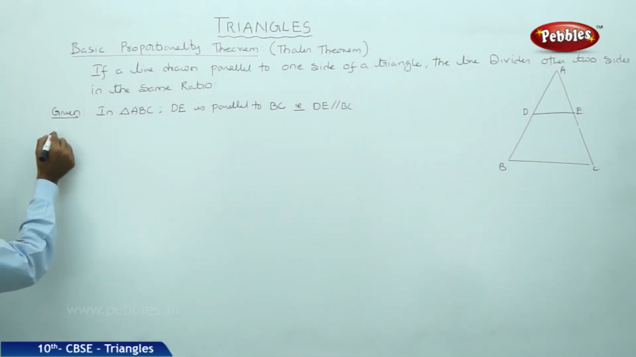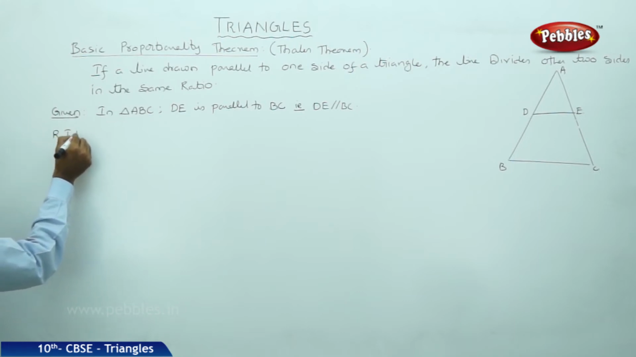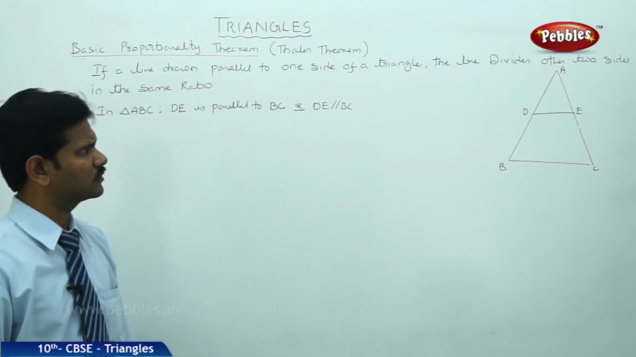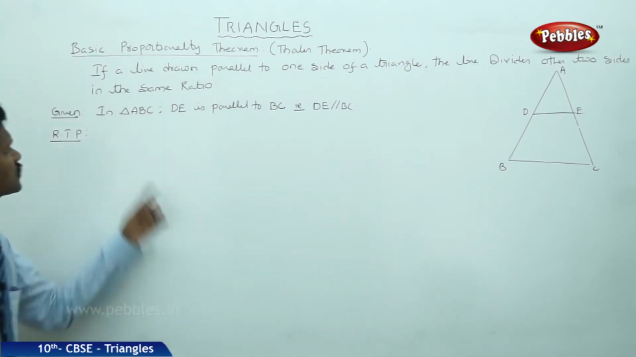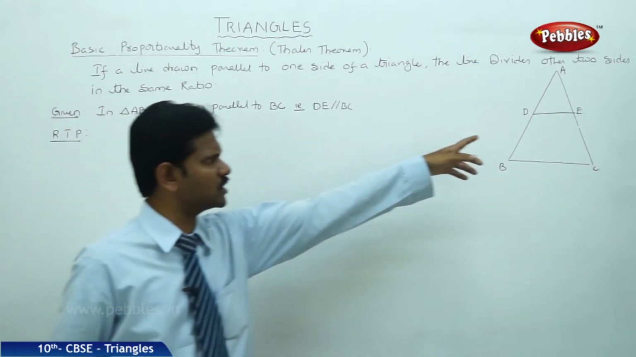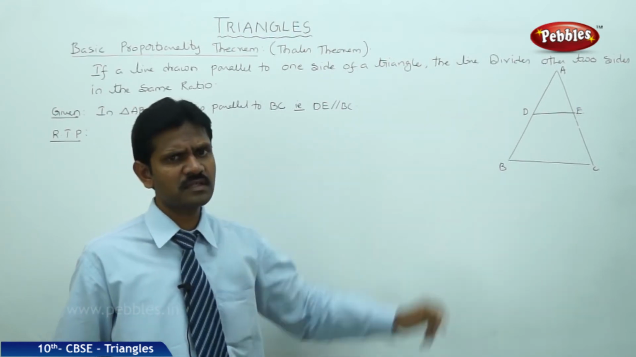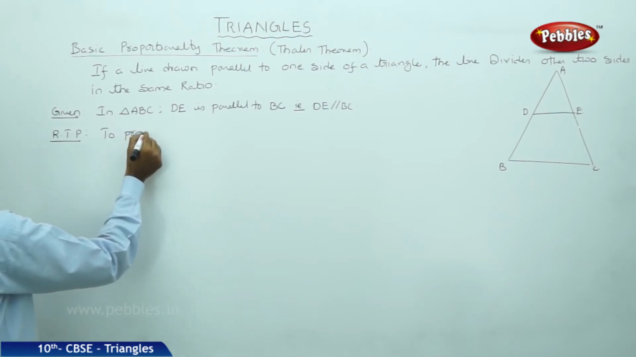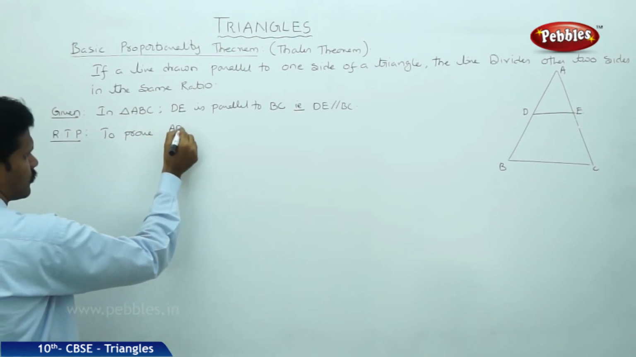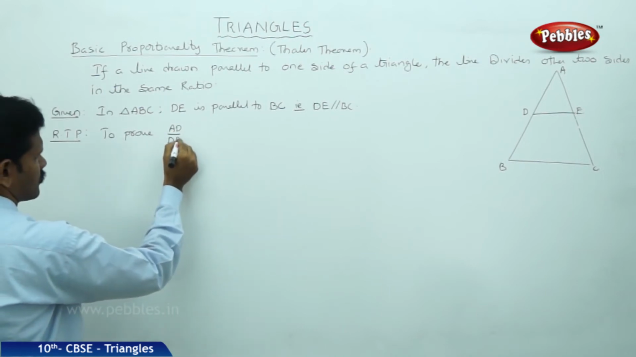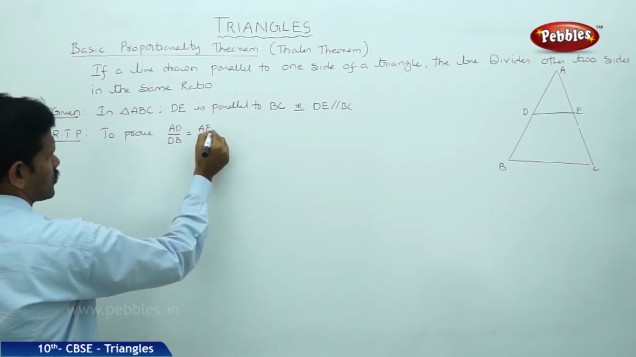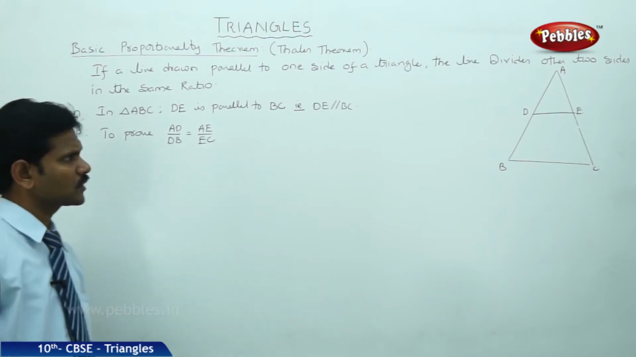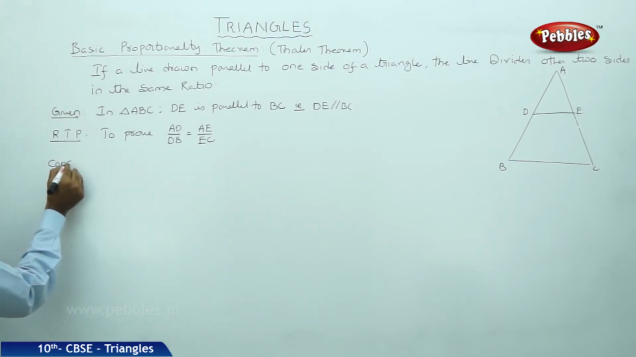Now, RTP, required to prove. What we have to prove in this session? The line divides the other two sides in the same ratio. That is, the line DE divides AB and AC in the same ratio. That is, to prove AD by DB is equal to AE by EC. Construction.